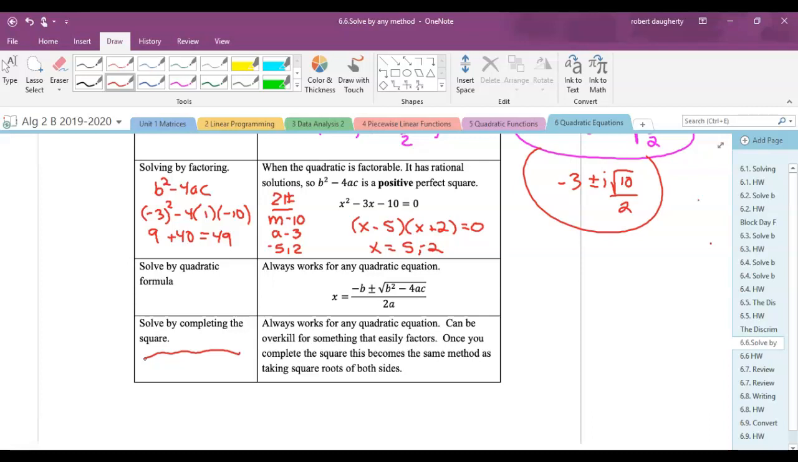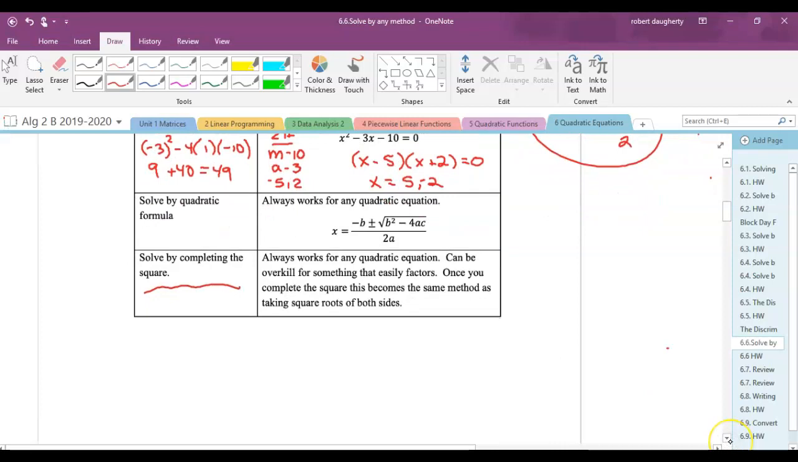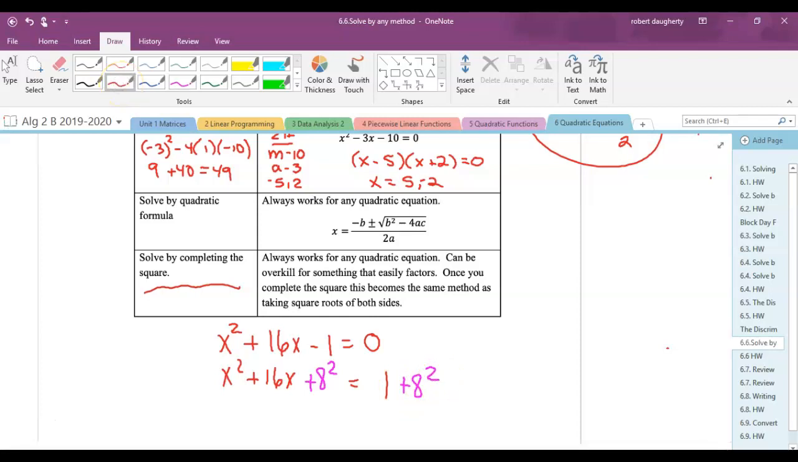And remember the way we did that was, if you were factoring something like x squared plus 16x minus 1 equals 0. Then to complete the square, you would write this as x squared plus 16x equal 1. And then you would figure out, what is half of 16? 8. So I would add 8 squared. If I add 8 squared over there, I have to add 8 squared over here. Okay. So what is the left side? This is what?